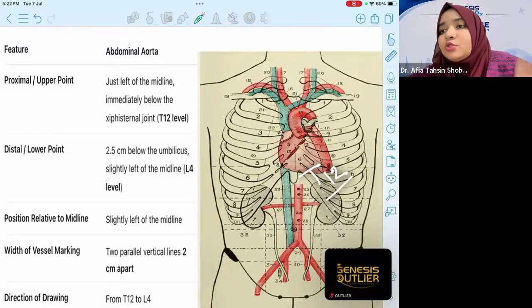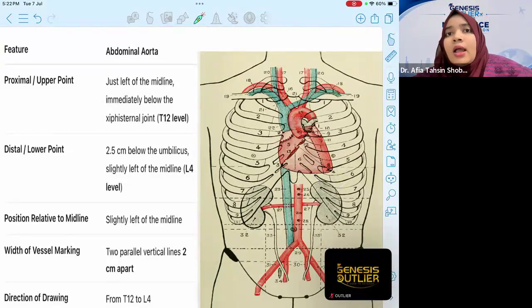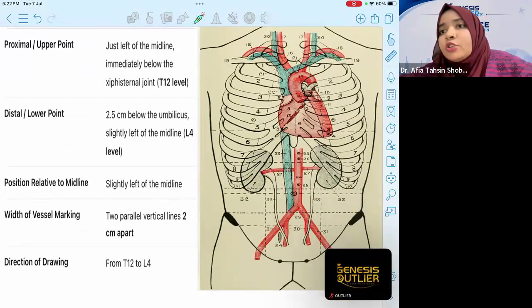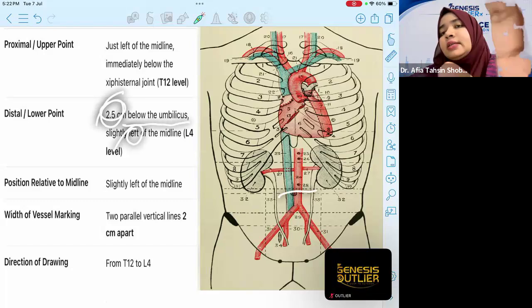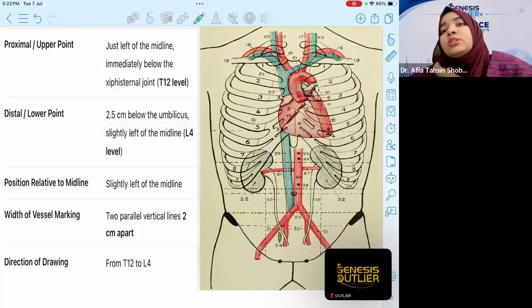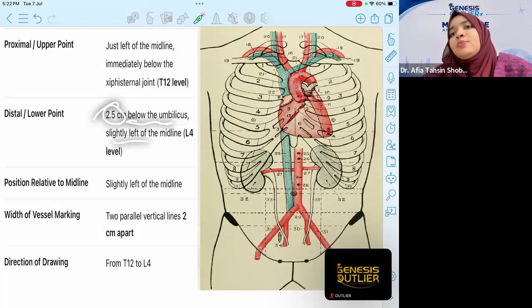This is important, so be careful. And the distal point will be 2.5 centimeter below the umbilicus, slightly to the left. See here, our abdominal aorta is situated at the left of our body. So distal point will also be to the left, 2.5 centimeter below the umbilicus and slightly left of the midline. And what is the vertebral level here? L4.